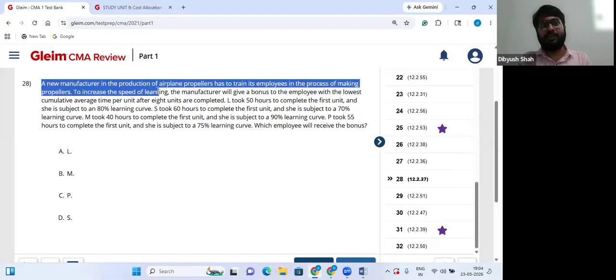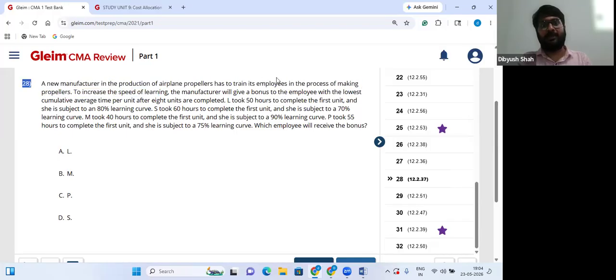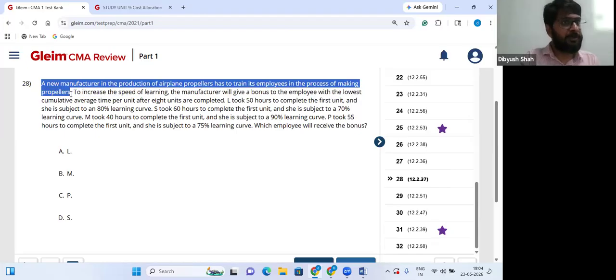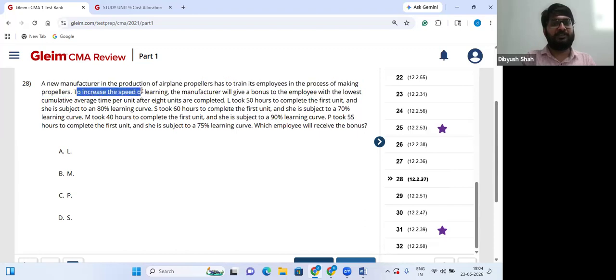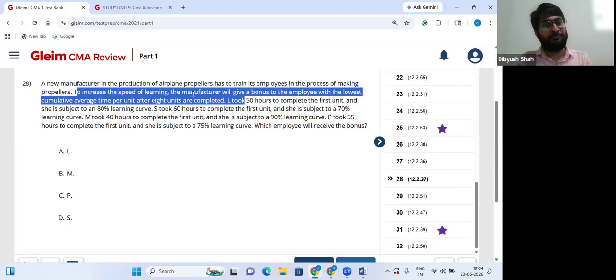A new manufacturer in the production of airplane propellers has to train its employees in the process of making propellers, to increase the speed of learning. Now here it starts. The manufacturer will give a bonus to the employee with the lowest cumulative average time per unit. Average time after 8 units. Now this is the important part. Here it gets a little tricky. This question will take more time. It's lengthy. It's not complicated.